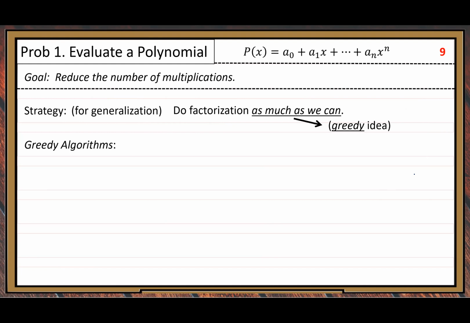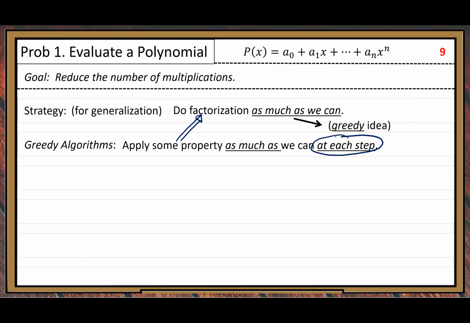So what's the description of greedy algorithms? Apply some property, here meaning the factorization property, as much as we can at each step. Step by step, at each step, you take this greedy approach. So that's the greedy algorithm. Here we need to do the factorization as much as we can at each step.